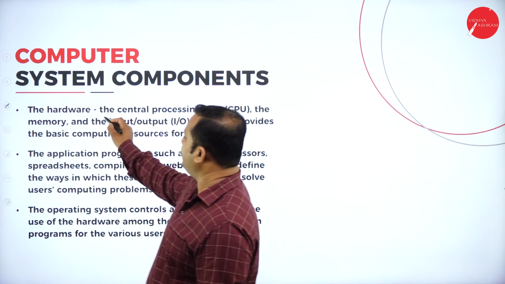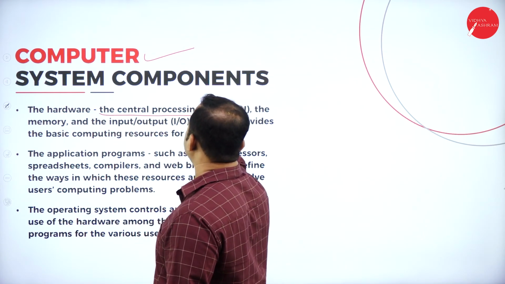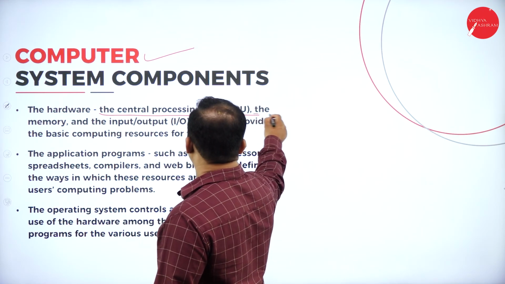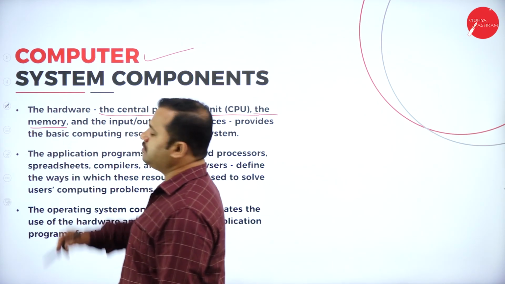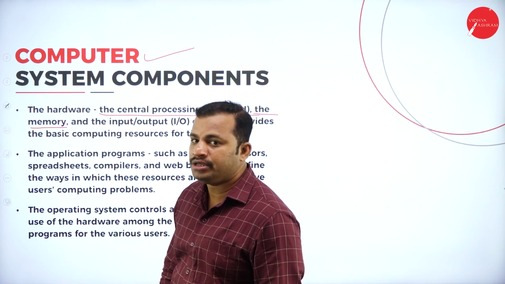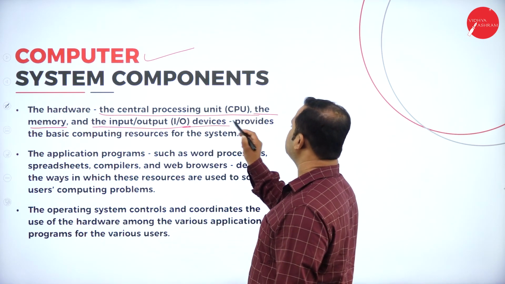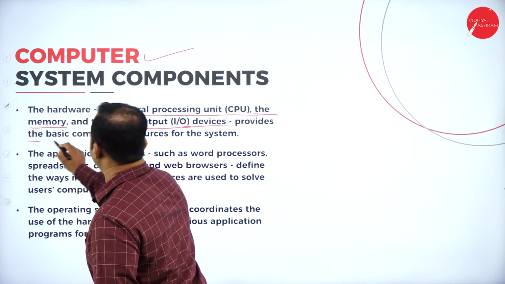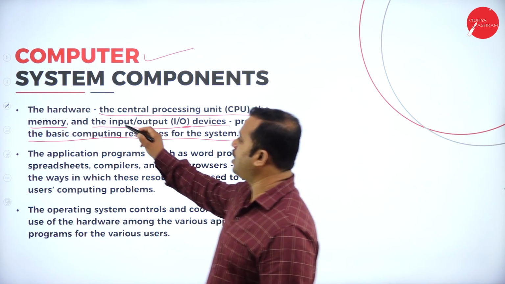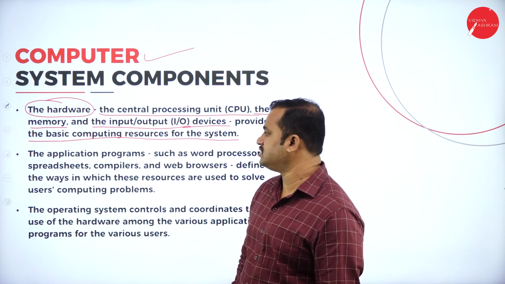Then we have the computer components. Which are the components we will observe generally? The CPU, also called the central processing unit. Then the memory. If we have a memory, we have to perform the operations on memory. Then the input output operations or IO devices, which provide the basic computing resources for the system. All these together are called hardware devices.